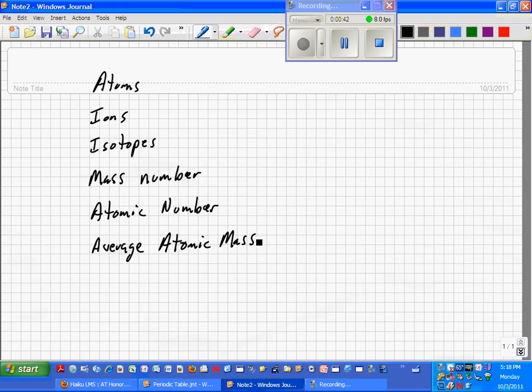As you can see, the problem is that a lot of these sound a lot alike. You got atomic number and atomic mass. You've got mass number and atomic number. So you got to keep these straight. Ions, isotopes. Very important, keep these definitions straight. Let's start with the easy stuff. Let's start with atomic number and atoms.